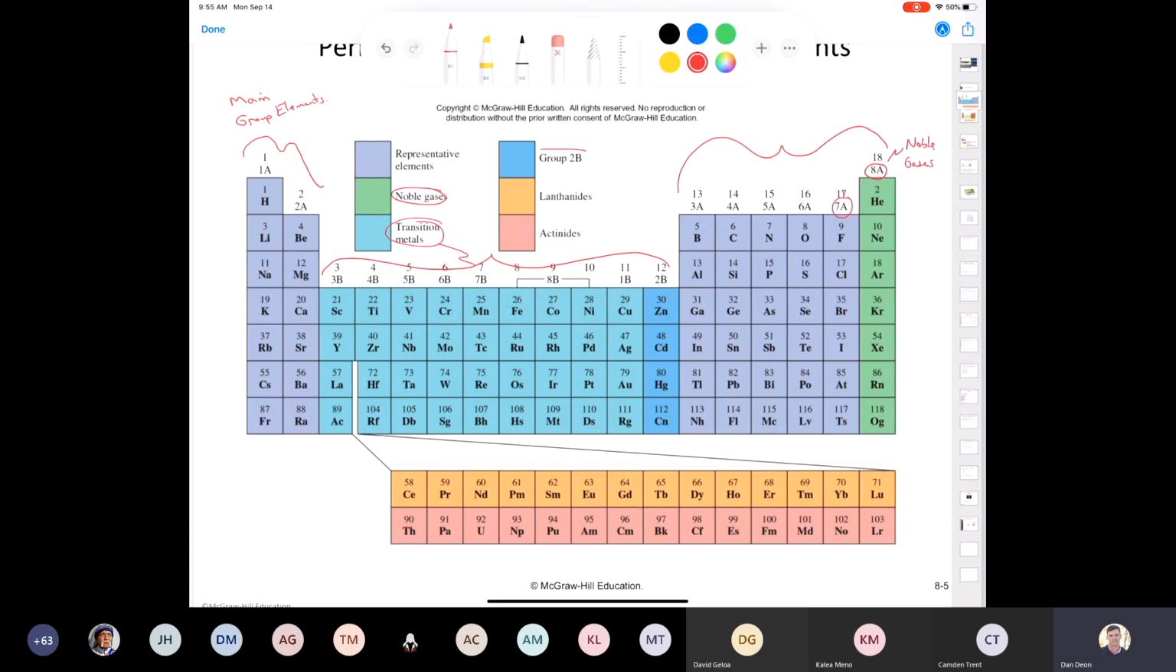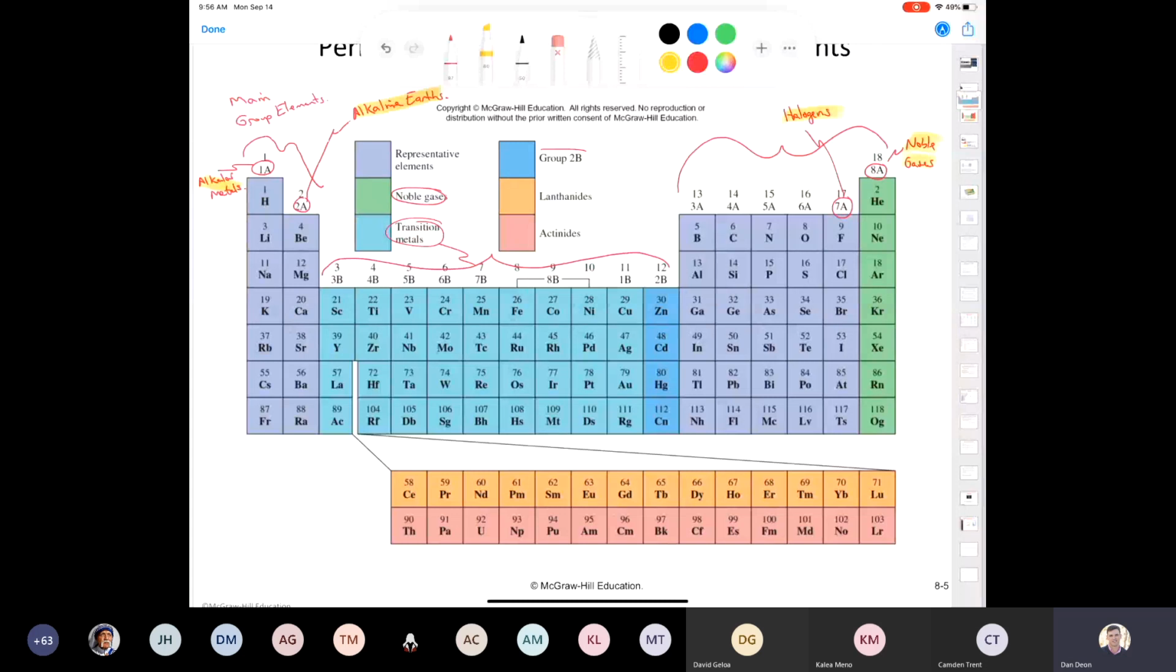What else? Does anybody remember what group 7A is called? Not a trick question. Halogens. Yeah, exactly. The halogens. So we have the halogens over here. And then in group 1A, we have the alkali metals. And then in group 2A, we have the alkaline earths. And so you're responsible for knowing the names of these groups. So we have the alkali metals, the alkaline earths, the halogens, and the noble gases.